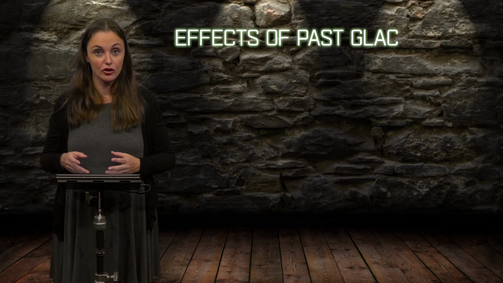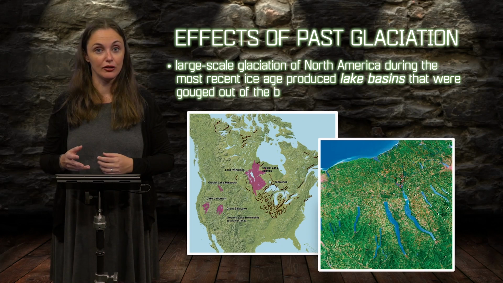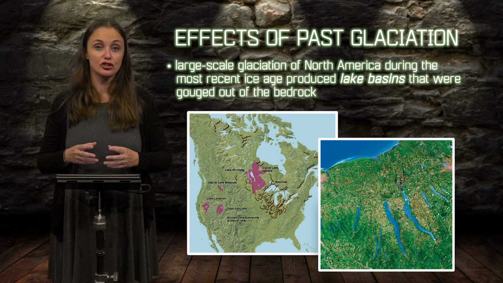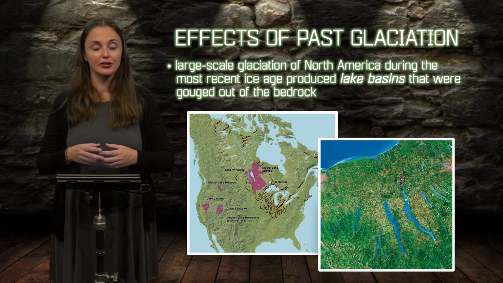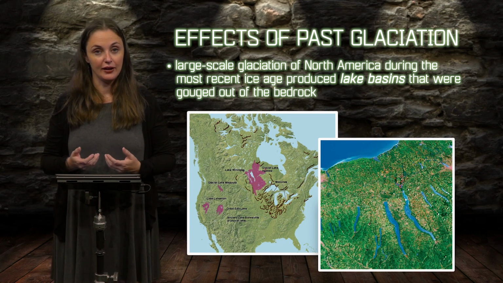So let's look at some of the effects of past glaciation across North America, because they are going to include features that you never would have considered to be glacial features. Some of the first ones that we're going to talk about are the large lake basins, like all of the Great Lakes and the Finger Lakes of upstate New York, and you're seeing that in the picture on the right. All of these lakes are essentially giant U-shaped valleys, and once all that ice melted, they formed the Great Lakes that we have today.